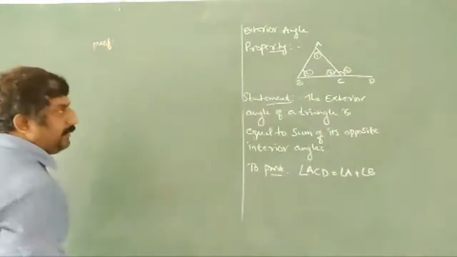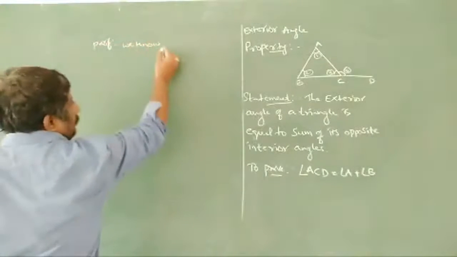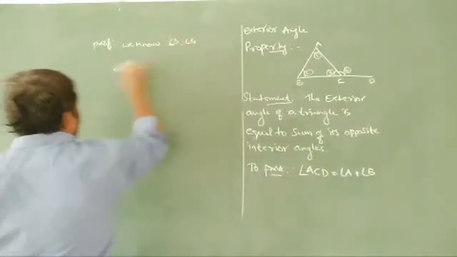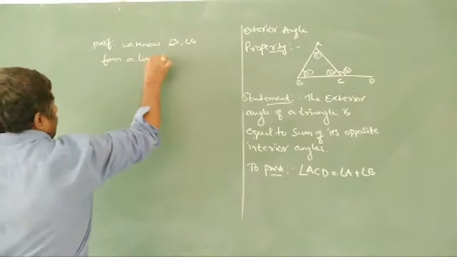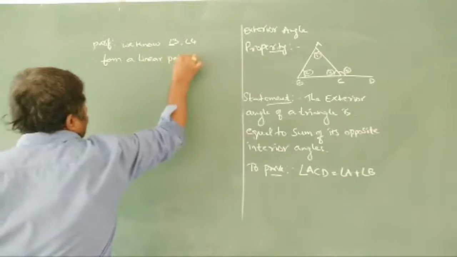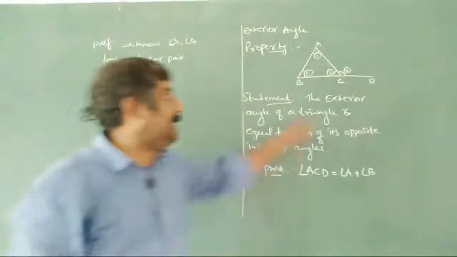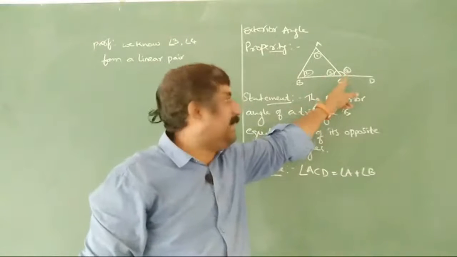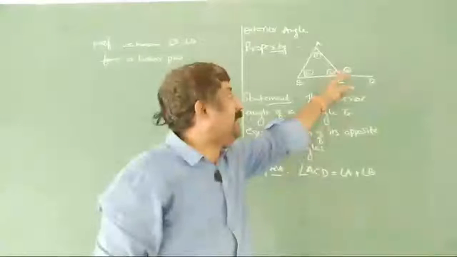What are we taking now? We know angle 3 and angle 4 form a linear pair. What are these forming? A linear pair. A linear pair is nothing but a pair of two angles lying side by side, adjacent to each other on a line. So this is a linear pair.